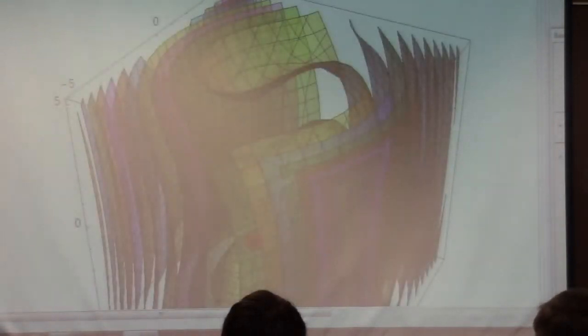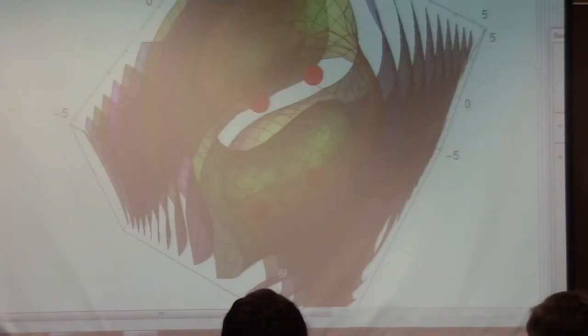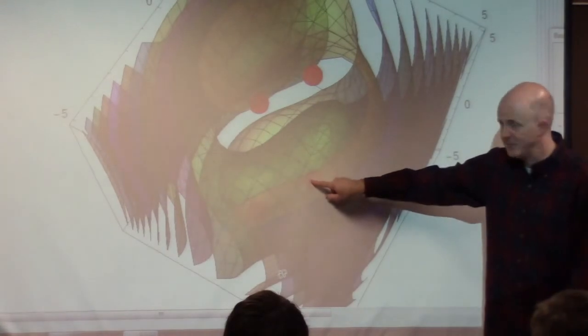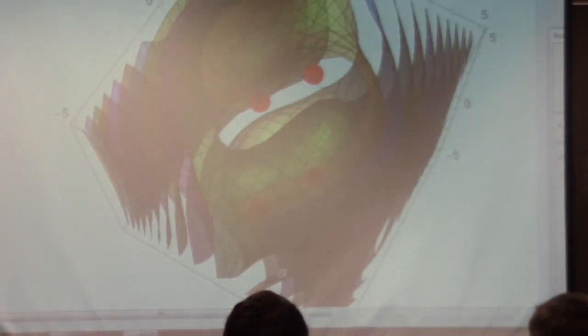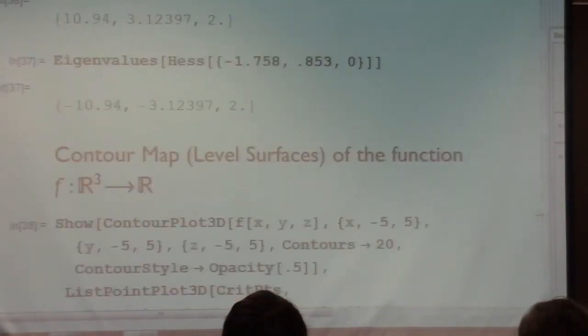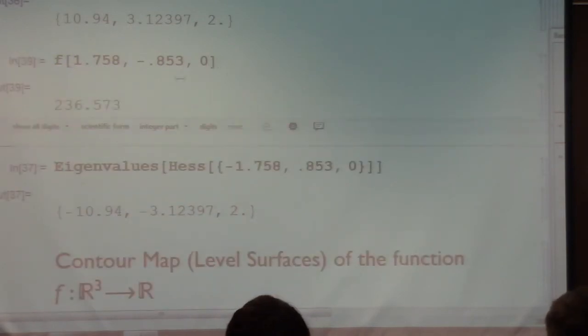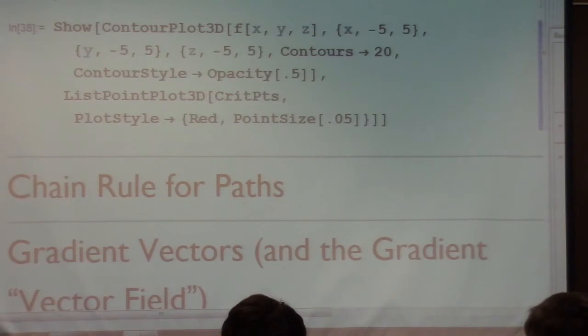Let's see if we can end class today by showing you a kind of cool visualization to see why this one is the local min. We won't bother seeing why the other ones are saddle points intuitively. I need to find the value of the function at that local min. What's f of 10.94, 3.124, 2? Oops, no, sorry, those are the eigenvalues. What's f of 1.758, negative 0.853, 0? 236.573.